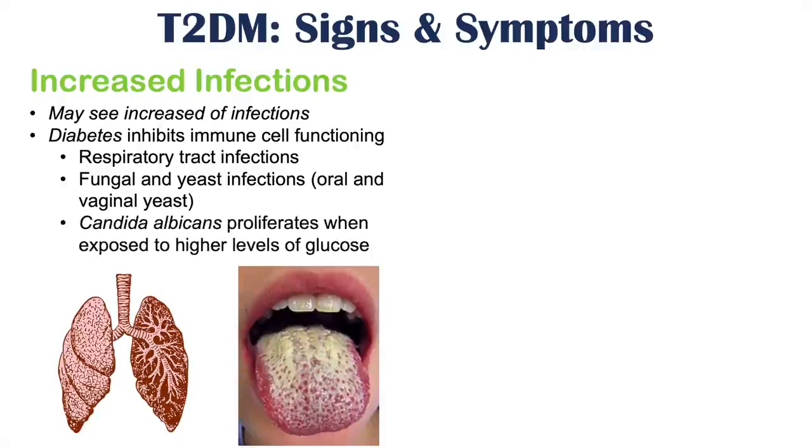And the reason why some yeast infections are more likely to occur in type 2 diabetes is because Candida albicans, which is the yeast that causes yeast infections, proliferates when exposed to higher levels of glucose. So when they're in an environment that they have access to higher levels of glucose, they respond by growing more and more. So this is a reason why we can see yeast infections being more commonly found in patients with type 2 diabetes.